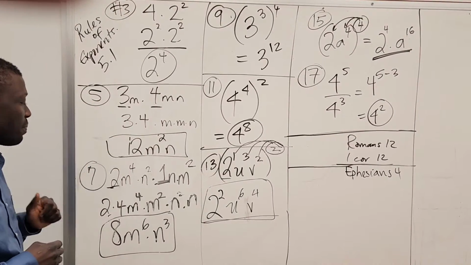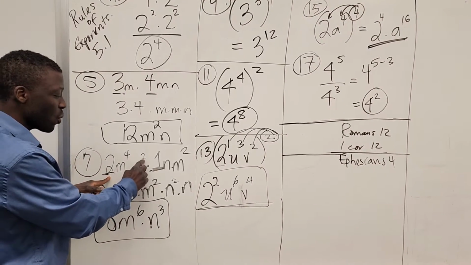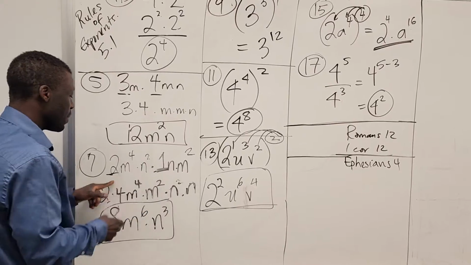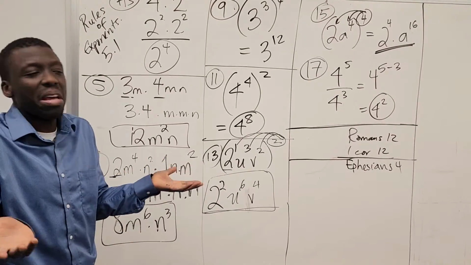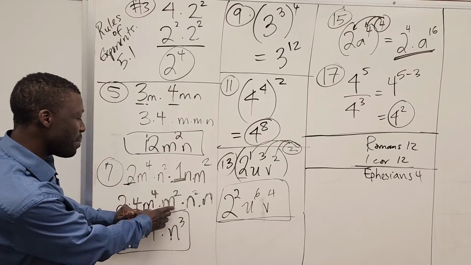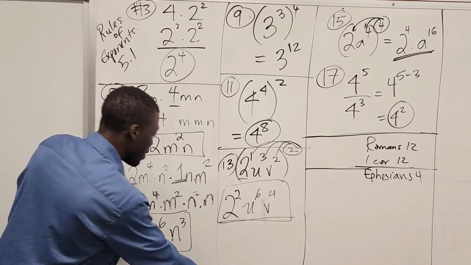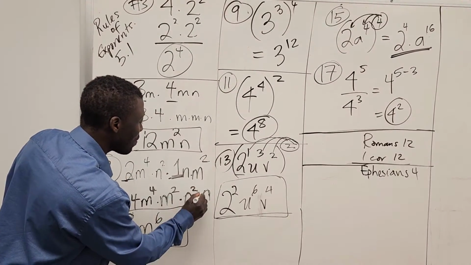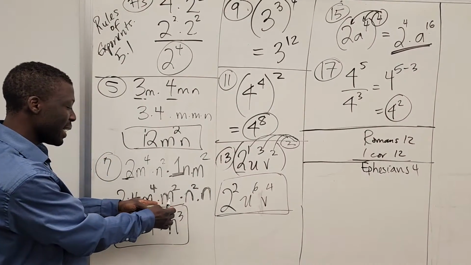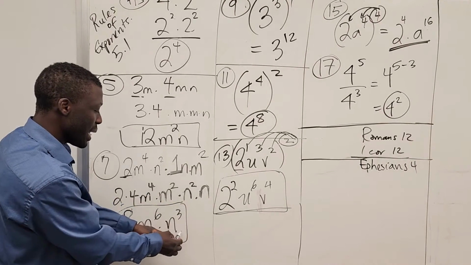Okay, that's number 5. Number 7, we basically have 2m to the 4th times n squared times 1 and m. The 1, by the way, just forget it. Anything times 1 is itself, so you don't have to worry about the 1. Now we're going to move the m's next to one another, m to the 4th, m, n squared, and n. So when we have this problem, we basically can add the powers here to get m to the 6th, and we can add these two and we get n to the 3rd.